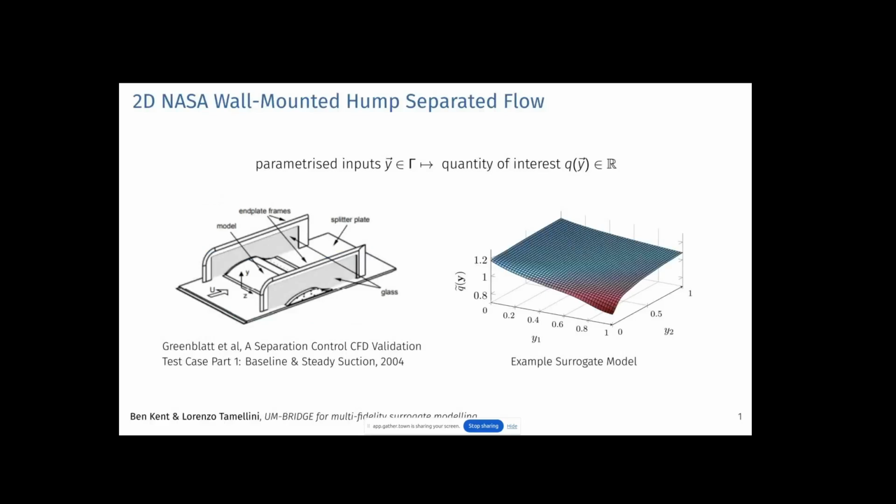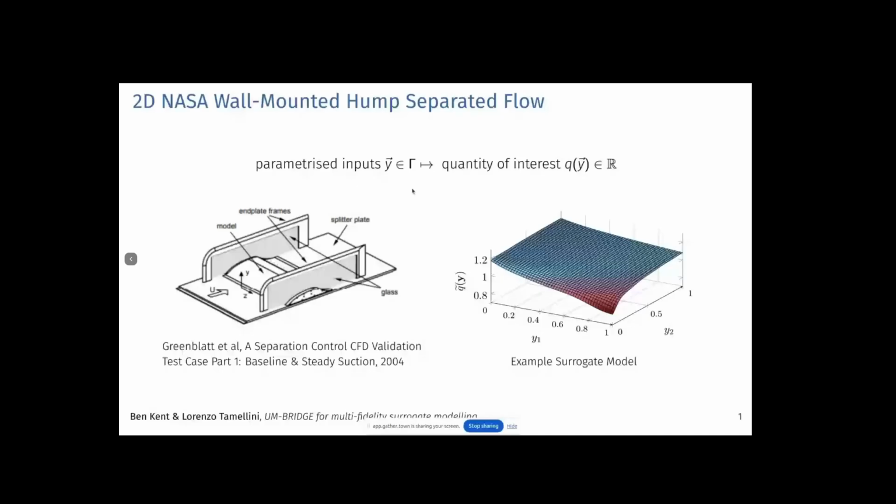So we're talking about surrogate modeling, we're talking about taking a parameterized problem and producing some sort of response for the quantity of interest. So in my talk, I'm going to call these parameterized inputs y, and they'll sit in some sort of parameter domain gamma, and then they'll map through to some quantity of interest, which I'll generally call q, and for the purposes of this talk, will just be a real number.